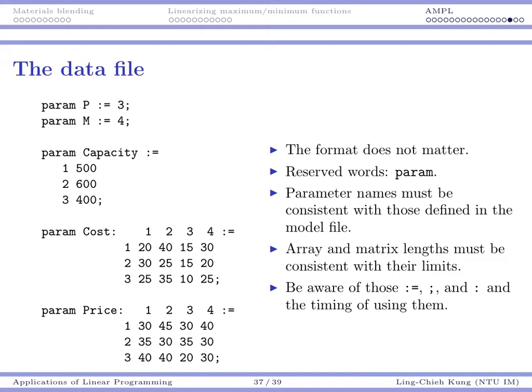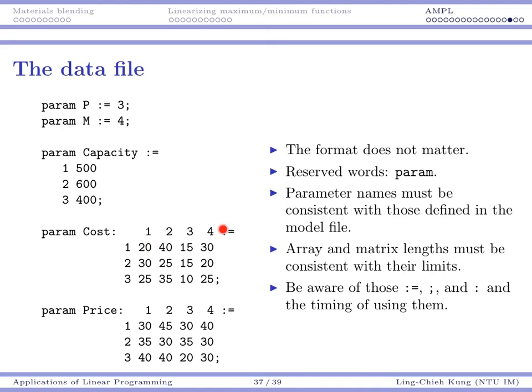And finally is the syntax for defining a matrix. It's like this. So you of course do not need to format your code like this, but this will make your program more easily to be read. So this is a two-dimensional parameter. So obviously this is saying that for cost 1, 1, the value is 20. For cost 1, 2, the value is 40, etc.